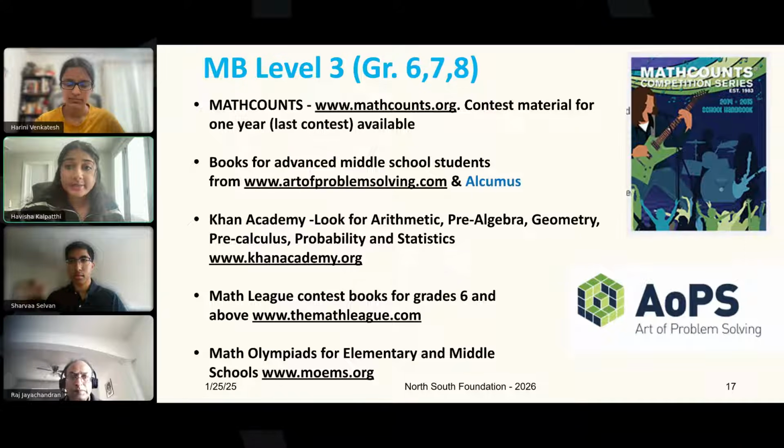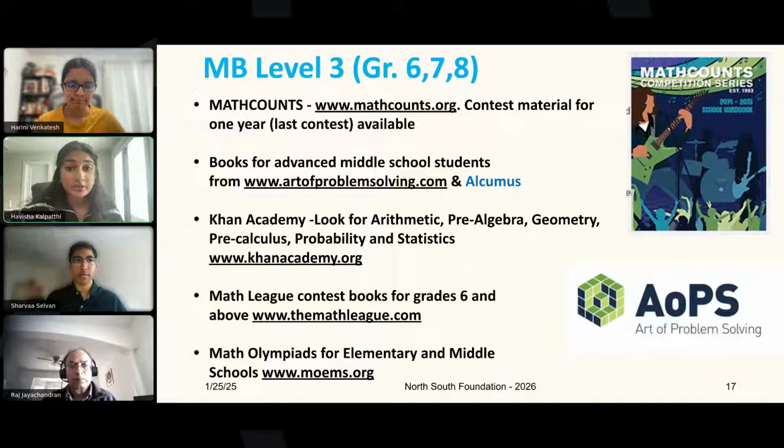And then finally for MB3, obviously this is the most complex, and so some great practice materials could be using past Math Counts tests or the Math Counts handbooks, Math Counts Oplet. You could use Khan Academy, once again, Math League, Math Olympiad, and also Alcumus or any of the AOPS books are really great helps to prepare.